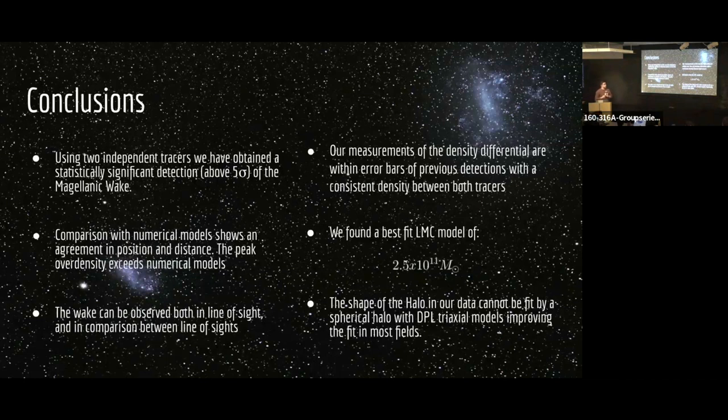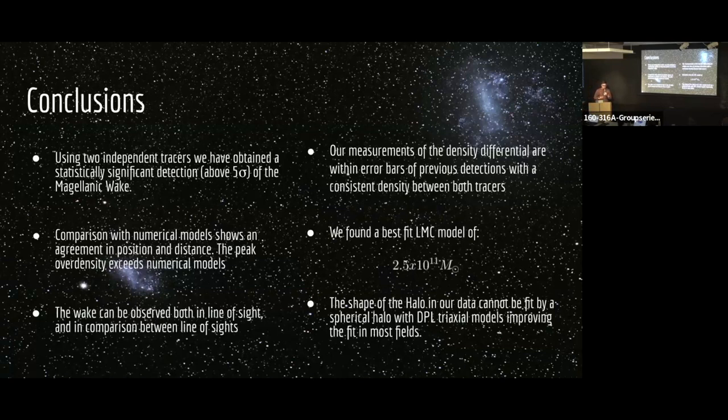We found that the wake can be observed both in line of sight and when comparing different lines of sight, so in the right ascension profile as well as in the radial density profile. We found that our measurements of the density differential agree with previous detection. However, they tend to disagree a little bit. For example, Conroy found a density gradient of around 2 for RR Lyra stars and a bit less for K giants, but we found up to 3. So it's a lot more than both numerical models, but it is within error bars of the RR Lyra detection.